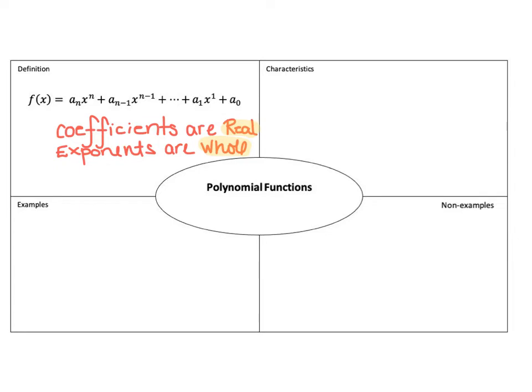So like 0, 1, 2, 3, 4. If you have any negative exponents, not okay. And any fractional or decimal exponents on your variables, that would not be okay either.